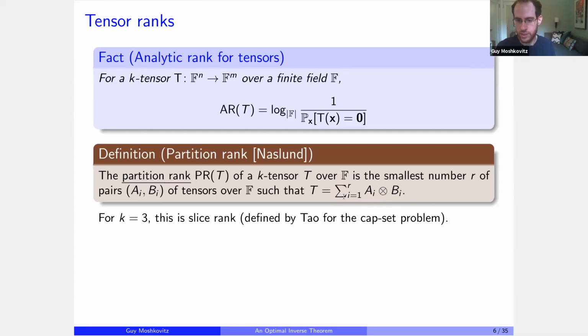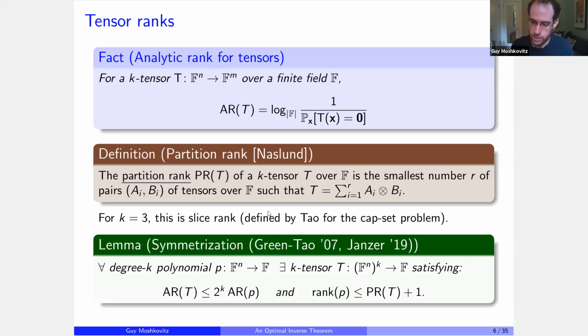Okay, this is a special case of the previous definition of rank, where T was obtained as some arbitrary function of these A_i's and B_i's. Here it's a specific function, so it's just nicer to work with this definition. And by the way, for 3-tensors, this is precisely slice rank that Terry Tao defined in the context of the cap set problem. So it has nice combinatorial properties.